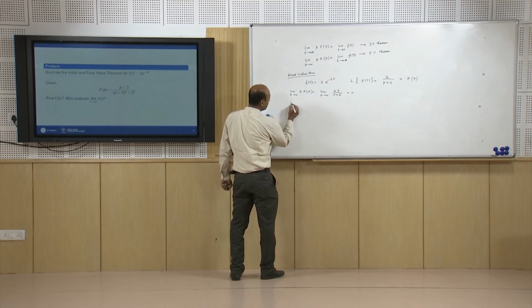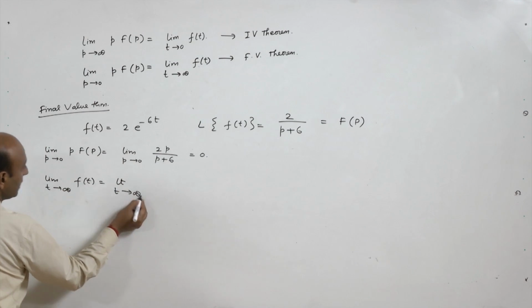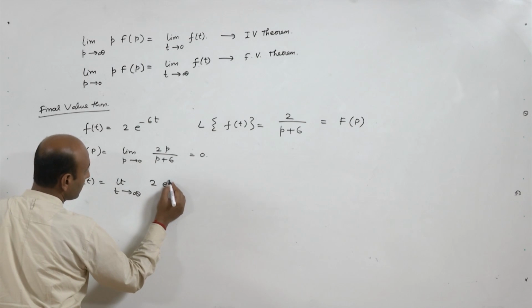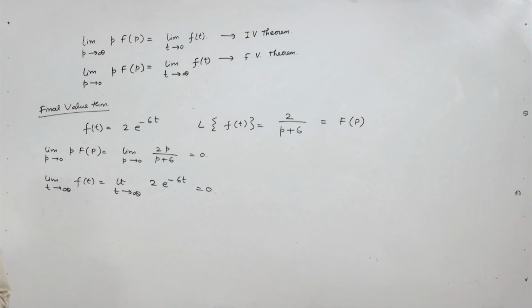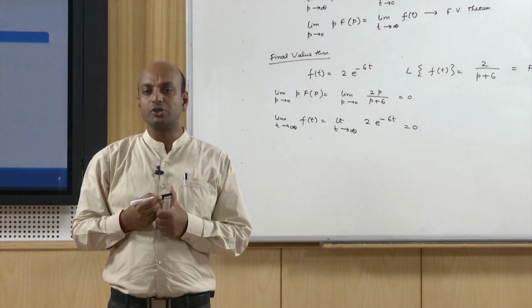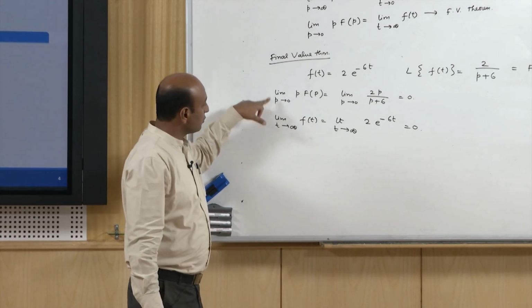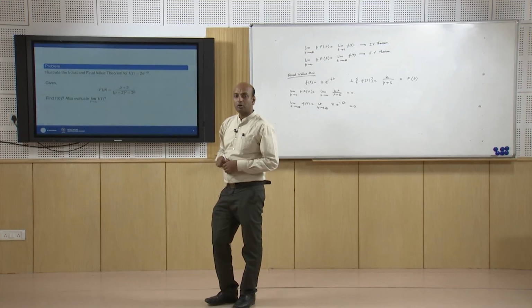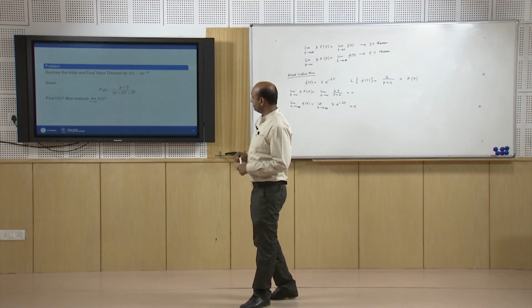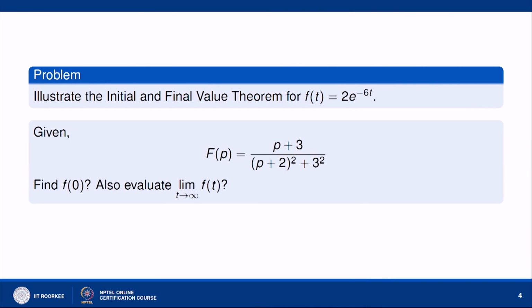Now what is limit t tending to infinity f(t)? It is limit t tending to infinity, f(t) is 2 e to the power minus 6t, which is obviously 0, because as t tends to infinity e to the power minus t tends to 0. So hence since left hand side equal to right hand side, the final value theorem has been verified. So the first problem has been solved. Now come to the second problem. Given that F(p) is this, find f(0).